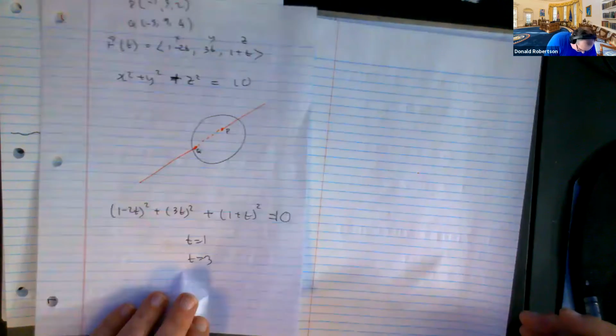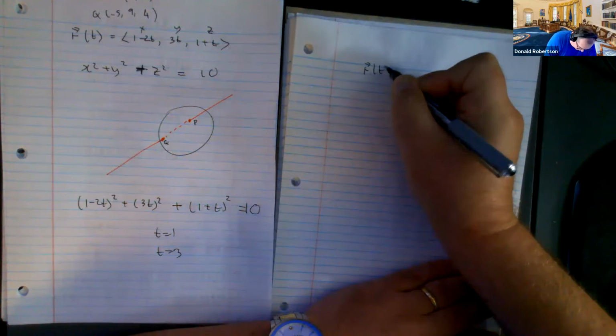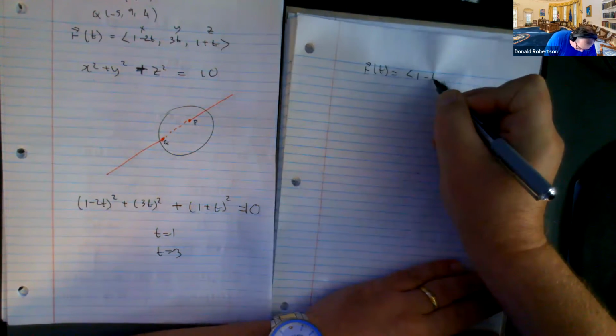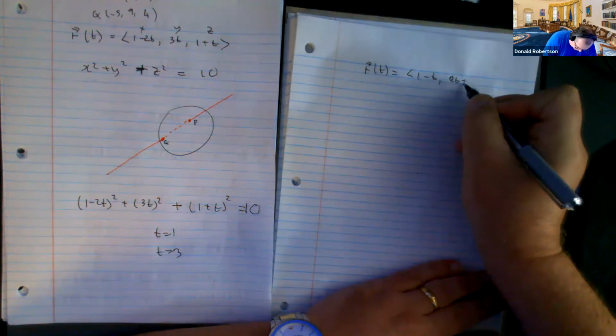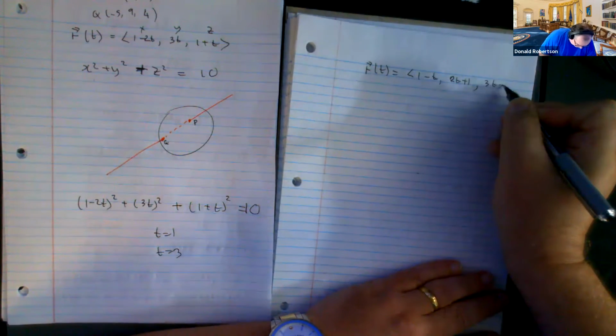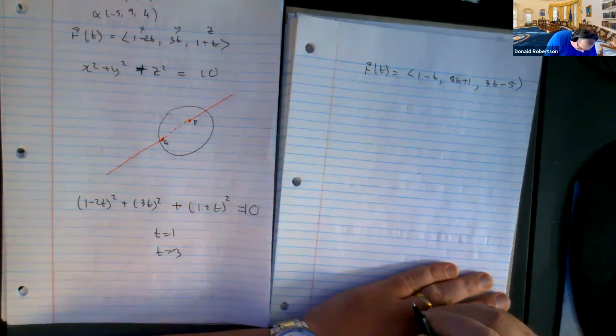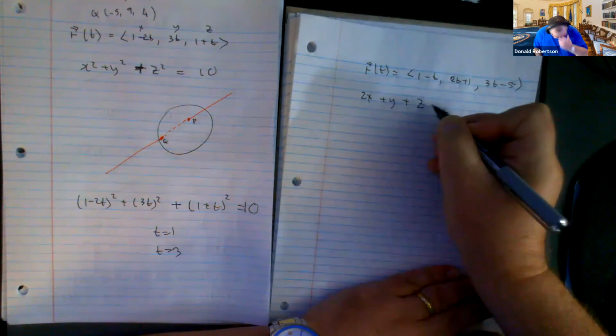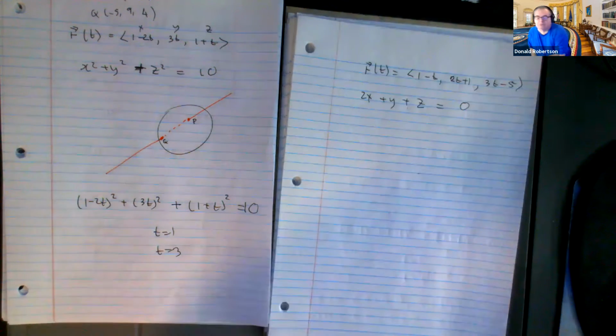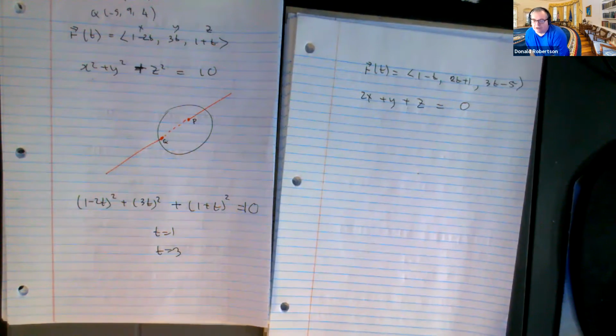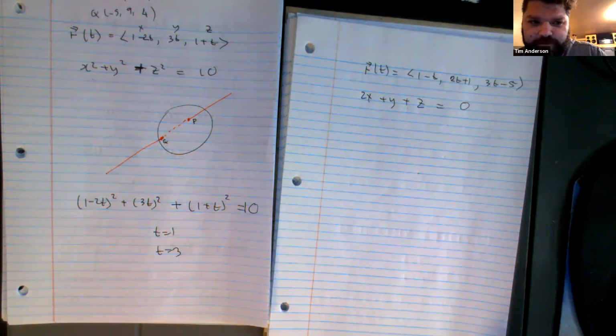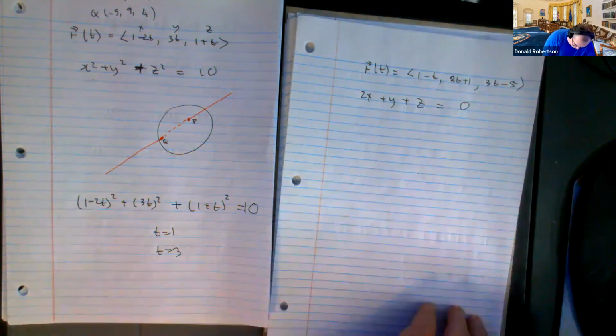What about a line: 1 minus t, 2t plus 1, 3t minus 5. There's a line. And 2x plus y plus z equals 0. There's a plane. How would you find where a line intersects a plane? Plug it in, just like we did before. Pretty much the same way.